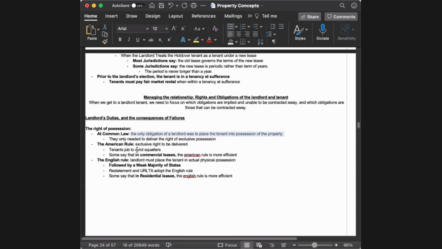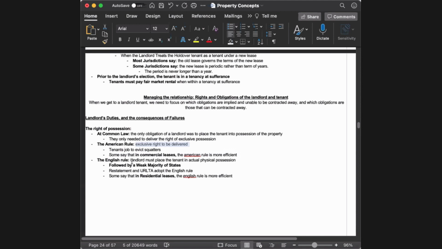between the American versus the English rule. So the American rule is essentially that there's an exclusive right to be delivered. The tenant's job is to evict anybody else on the property. There are some instances in a commercial lease where the American rule is more efficient. So the American rule is essentially that once the landlord has provided the property to the tenant, it's the tenant's job to evict anybody else that comes onto the property.